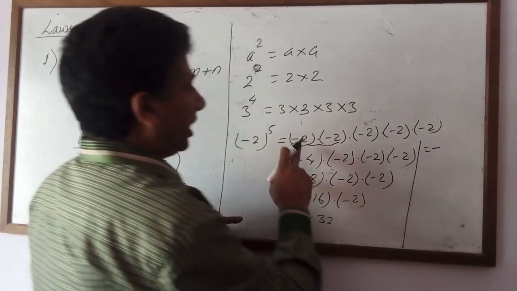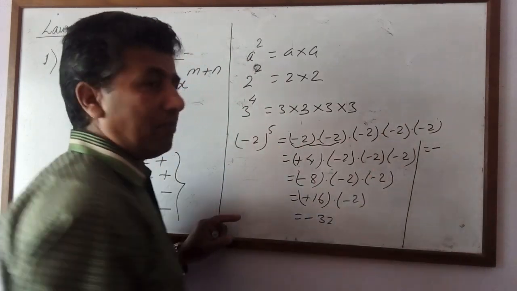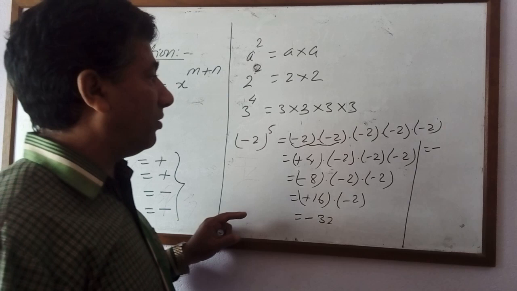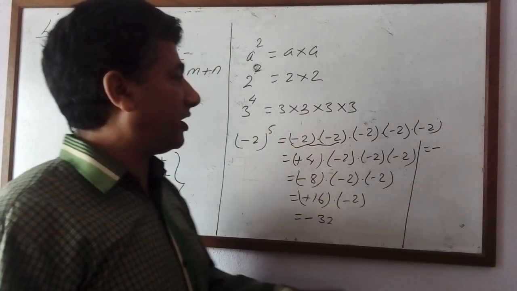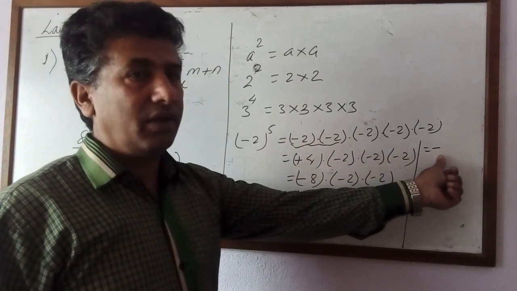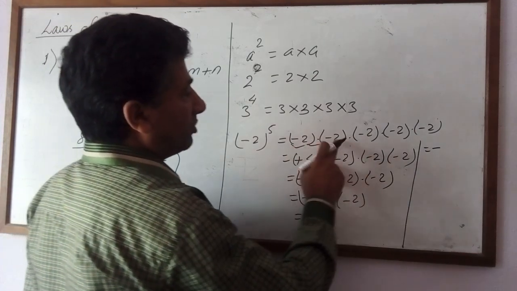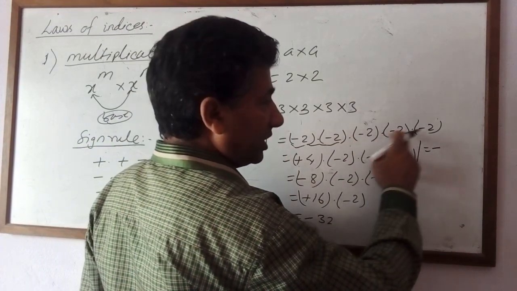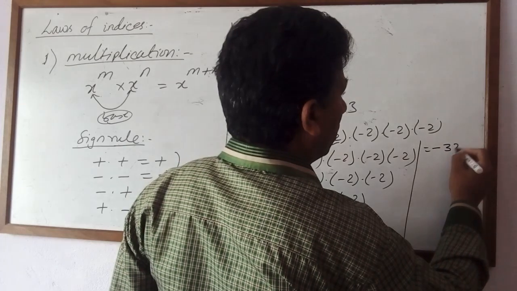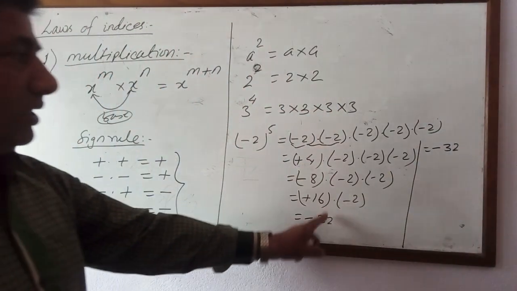Okay. There are 1, 2, 3, 4, 5 negative signs, minus signs. When you multiply these 5 signs at a time, the result will be minus. Now multiply the numbers. 2 times 2, 4 times 2, 8 times 2, 16 times 2, 32. In this way you can do this also.